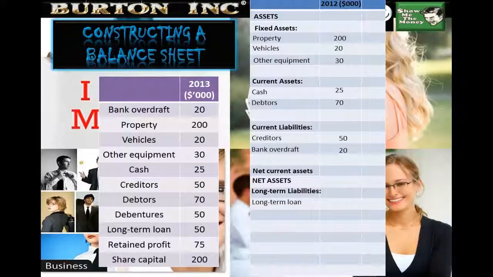Under long-term liabilities, we have a long-term loan, and we've got debentures there as well. We'll plug those in. Continuing on with our structure, what goes next? Shareholders' equity does. We have got shareholders' equity here as share capital and retained profit. Plug them in.